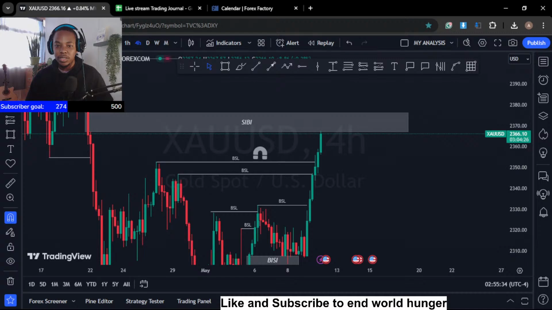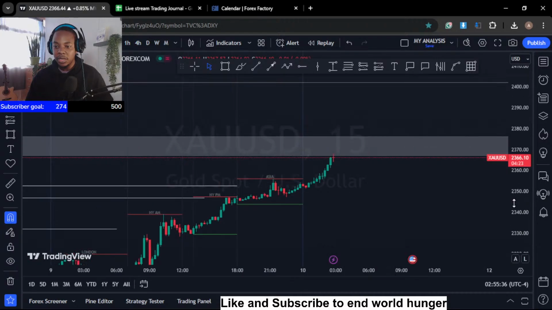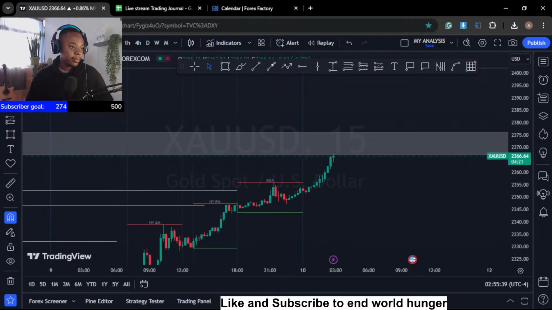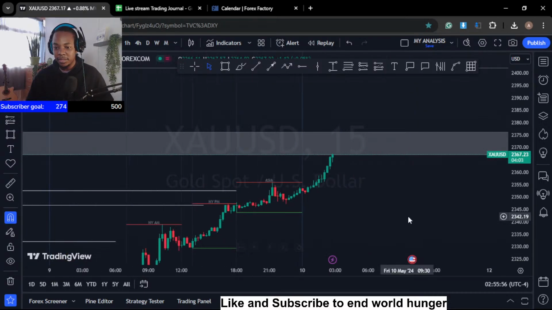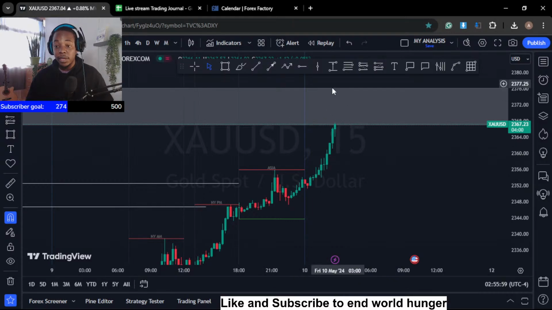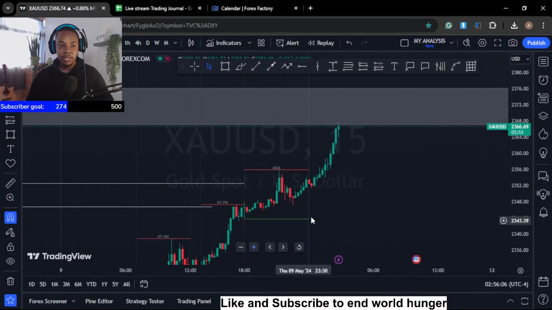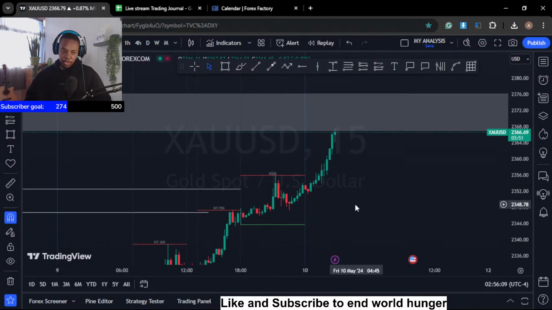So what I will do is I'll just keep waiting on the 15-minute just to see if we actually get that CB, just to see if you get that microstructure shift on the 15-minute to actually hop on sells. But as you can see right now, we're just bullish. So if you get any microstructure shift inside that H4 CB, I'll be looking forward to taking sells on this trade. So that's my view on gold.